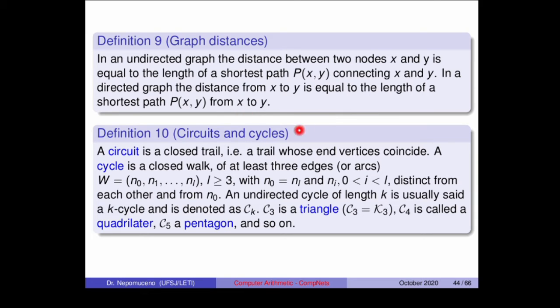Circuits and cycles. A circuit is a closed trail, that means a trail whose end vertices coincide. A cycle is a closed walk of at least 3 edges or arcs, distinct from each other. A directed cycle of length k is usually called a k-cycle, denoted by C_k. C3 is a triangle, C4 is called a quadrilateral, and C5 is a pentagon, and so on.